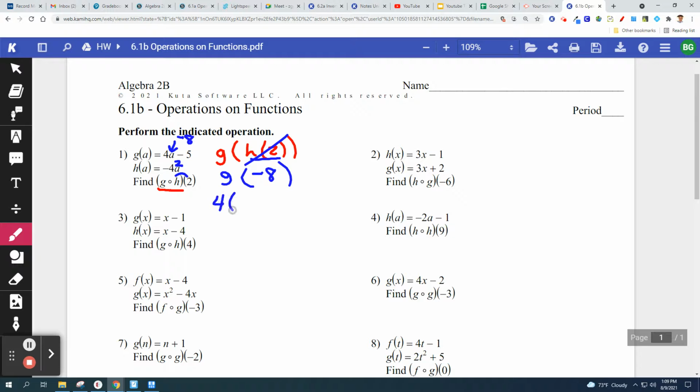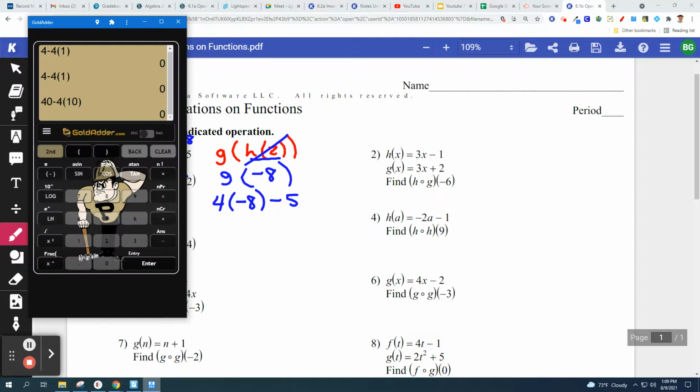So let's write that out. 4 times negative 8 minus 5. We can use a calculator here if you want. 4 times negative 8 minus 5 is negative 37.